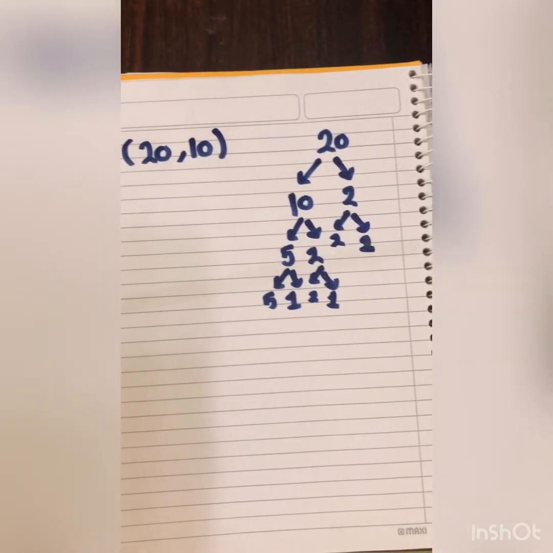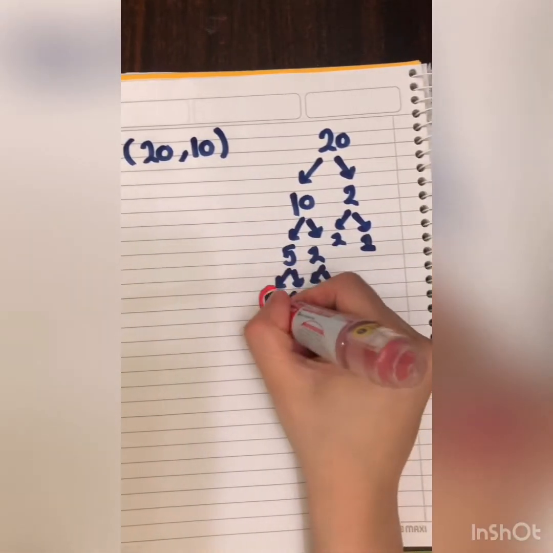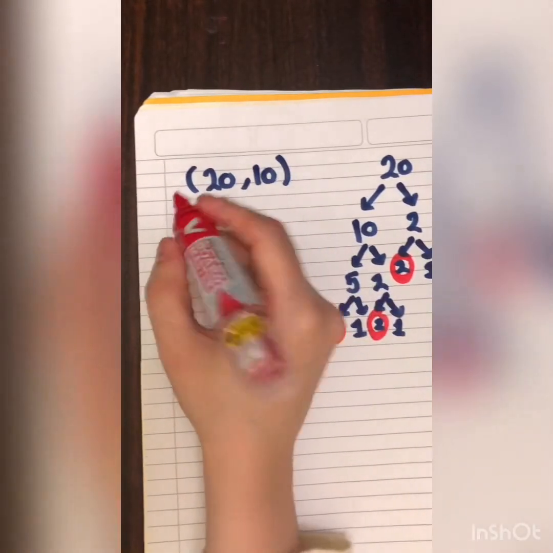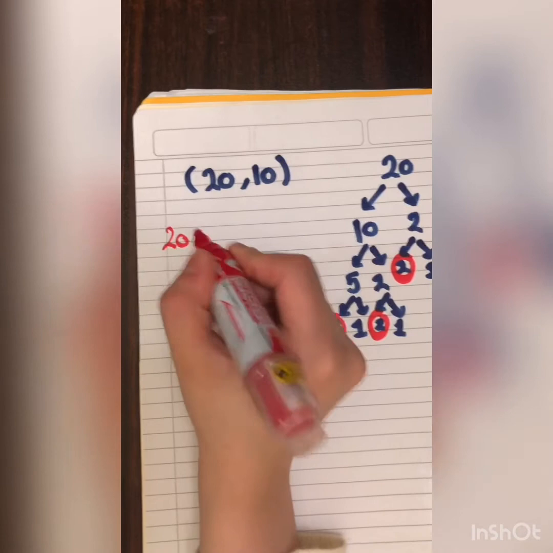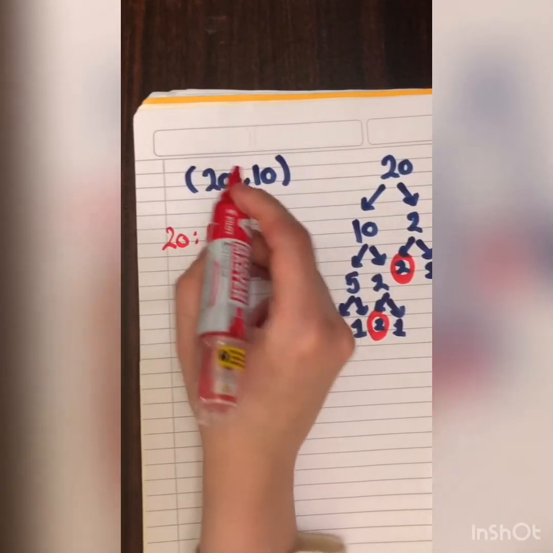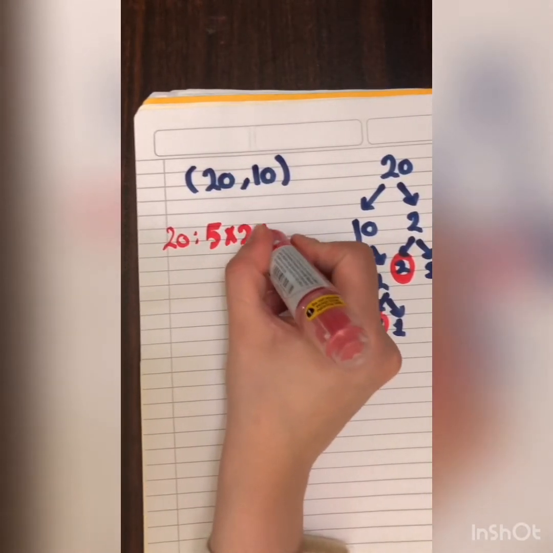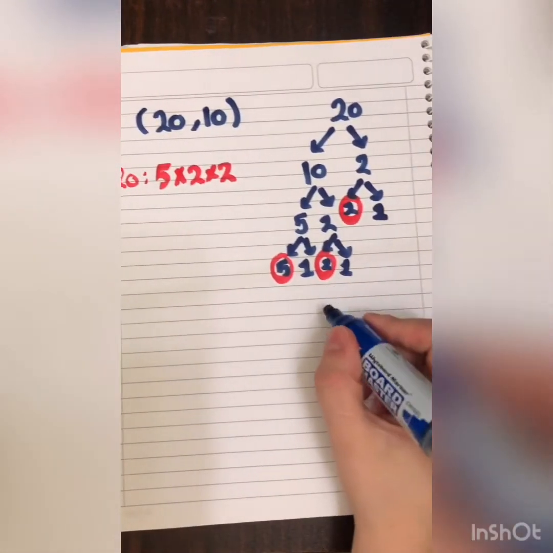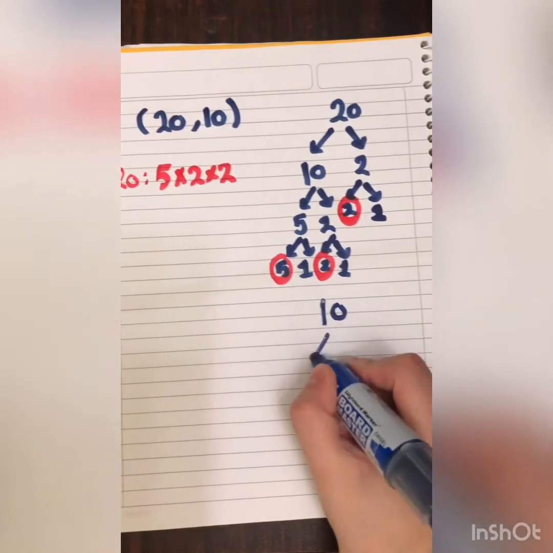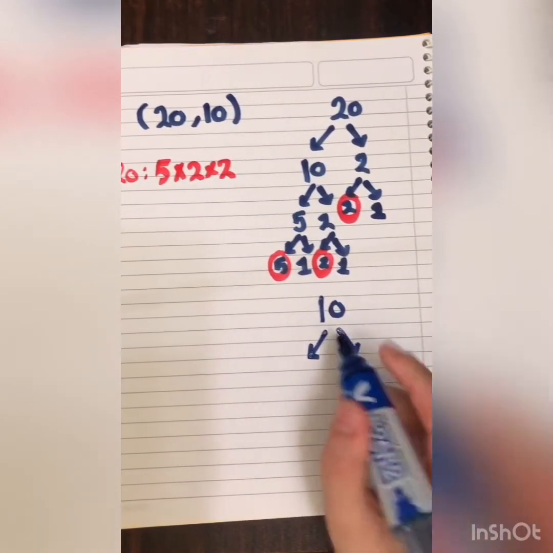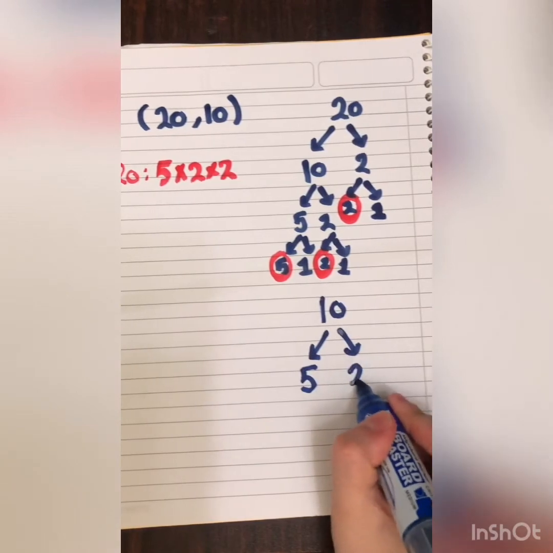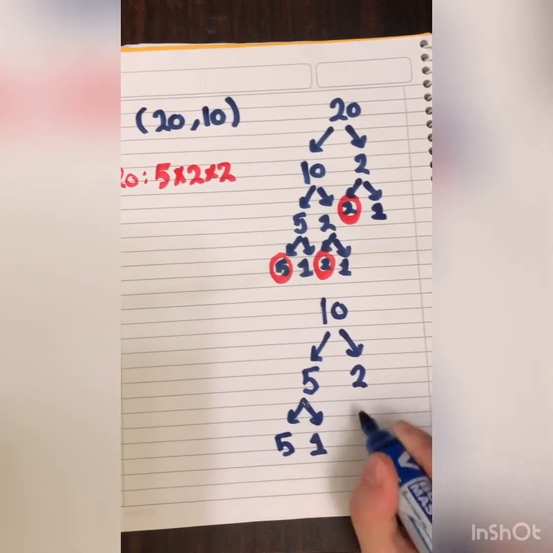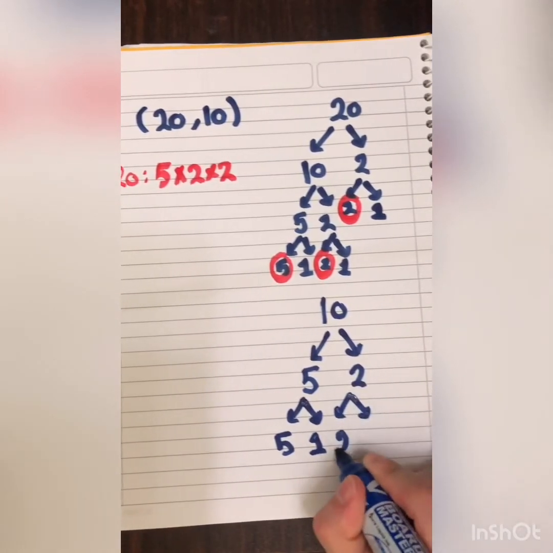So circle the numbers 5, 2, and 2. Write them down here. 20 is a result of multiplying 5 by 2 by 2. Now factorize the 10. 10 is a result of multiplying 5 by 2. 5 is a prime number, so 5 by 1. And 2 is also a prime number, so 2 by 1.